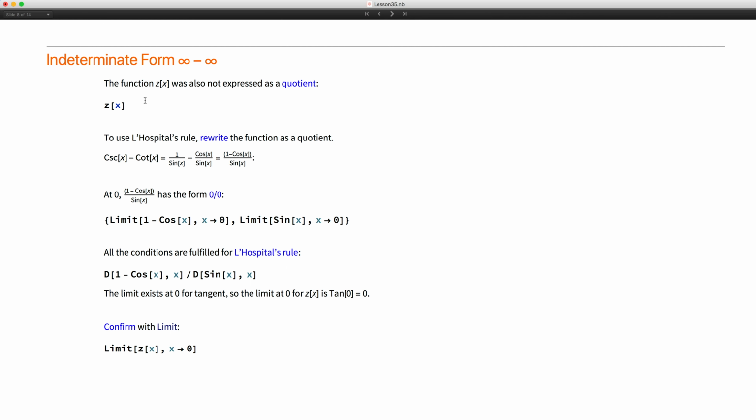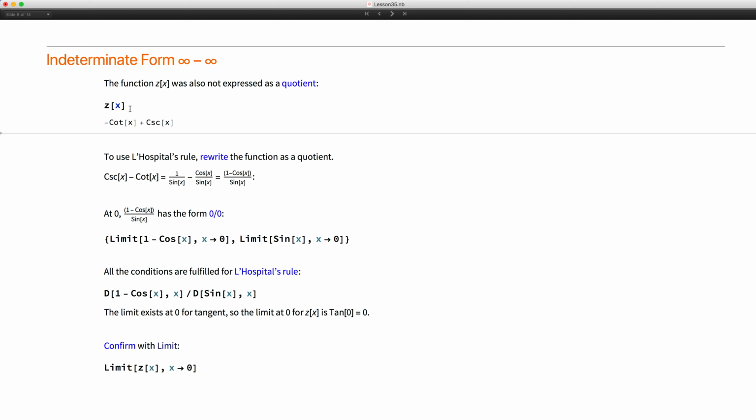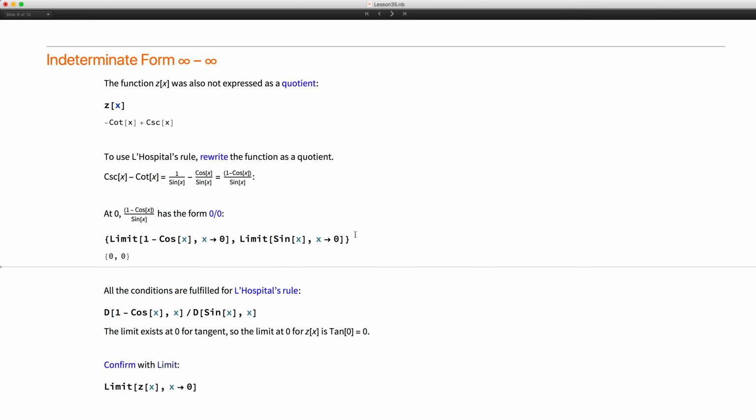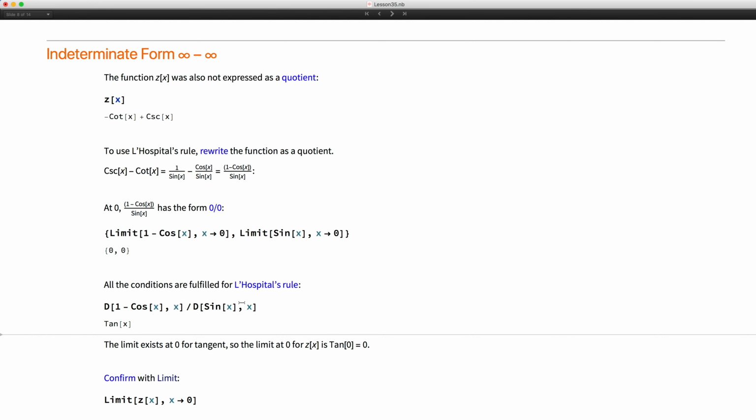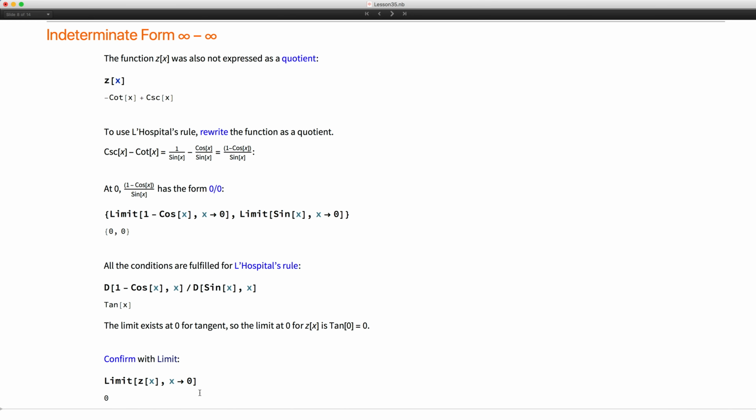Okay, so on to infinity minus infinity for the function z of x. Now in this case, what you do is you first of all simplify, write the cosecant as 1 over sine and cotangent as cosine over sine, and get back a ratio. If you work out those two limits separately, you get back 0 over 0. But then if you work them out in terms of derivatives, you get back tangent of x, which is just 0 at 0. So the answer for the limit is just 0.